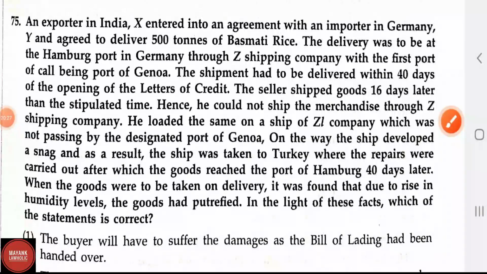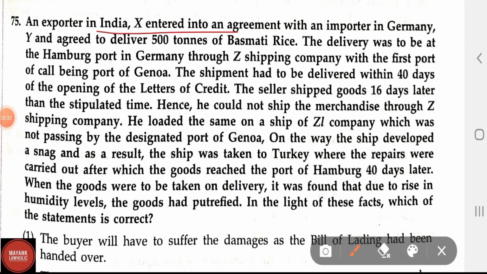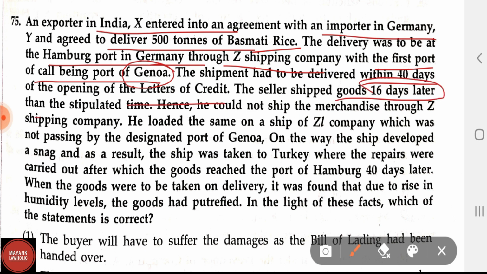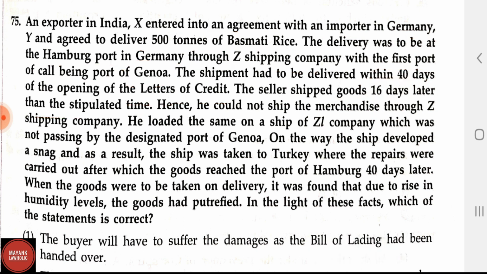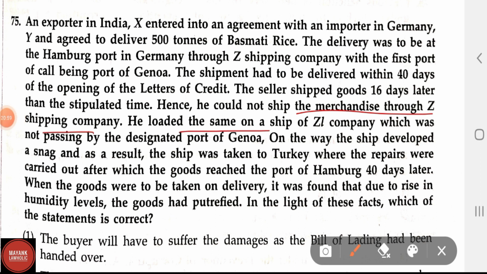Now let us see question number 75. An exporter in India, X, entered into an agreement with an importer in Germany, Y, and agreed to deliver 500 tons of basmati rice. The delivery was to be at the Hamburg airport in Germany, through Z shipping company, with the first port of call being the port at Genoa. The shipment had to be delivered within 40 days of the opening of the letter of credit. The seller shipped the goods 16 days later than the stipulated time. Hence, he could not ship the merchandise through Z shipping company. He loaded the same on the ship of ZL company, which was not passing by the designated port of Genoa.